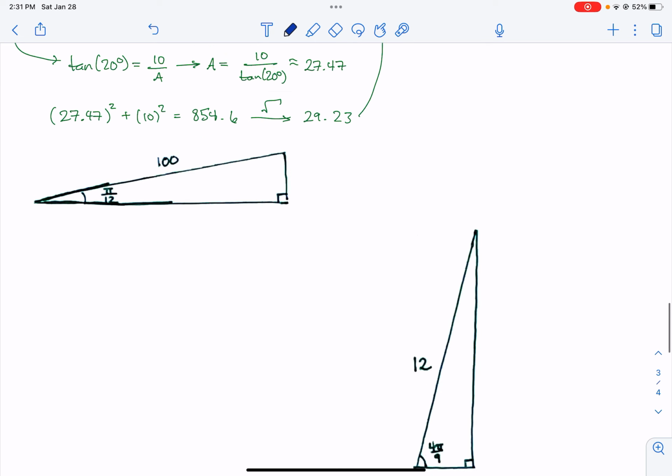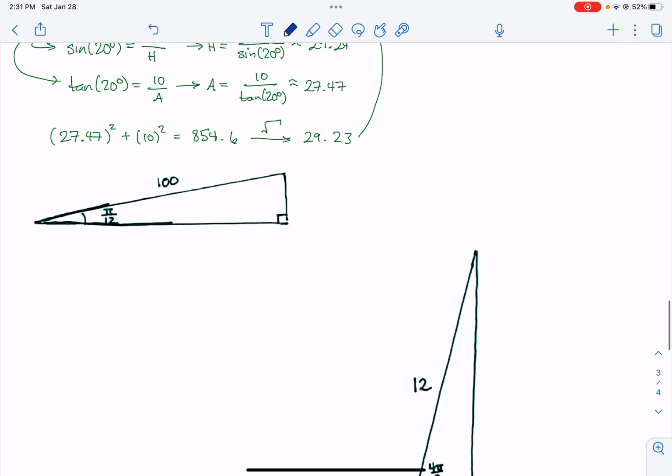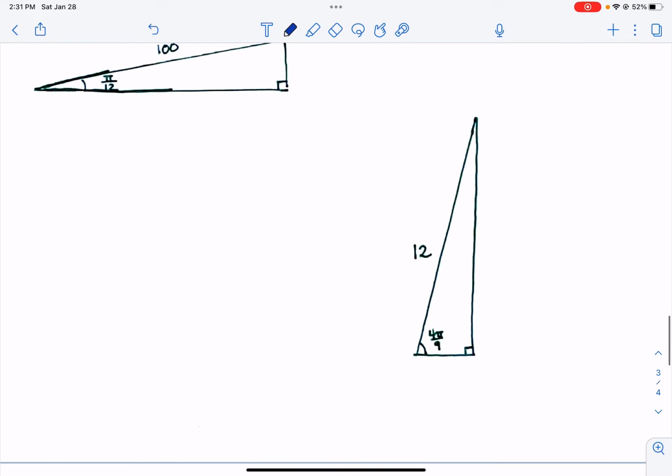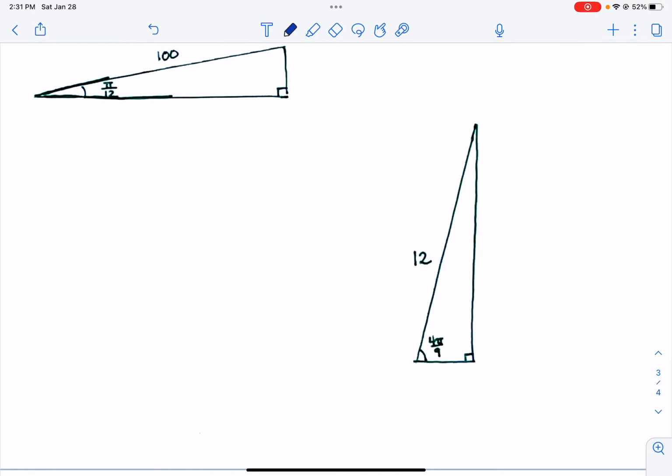Now, actually, you know what? Instead of doing the skinnier one, let's do something a little different. Let's do this one at the bottom right here, just to change things up, right? So this is my angle. Across from that is my opposite. The 12 is my hypotenuse, which leaves this side over here as my adjacent. All right.